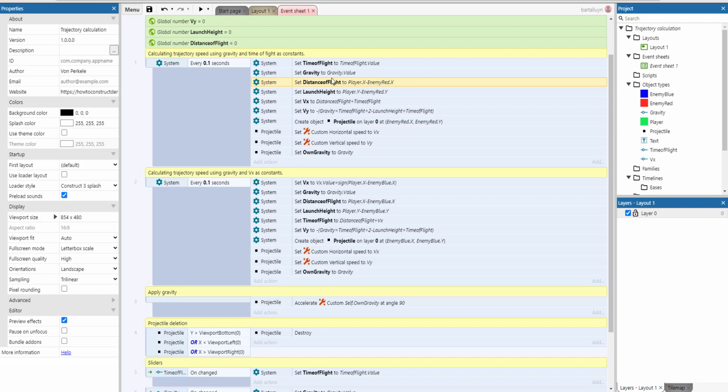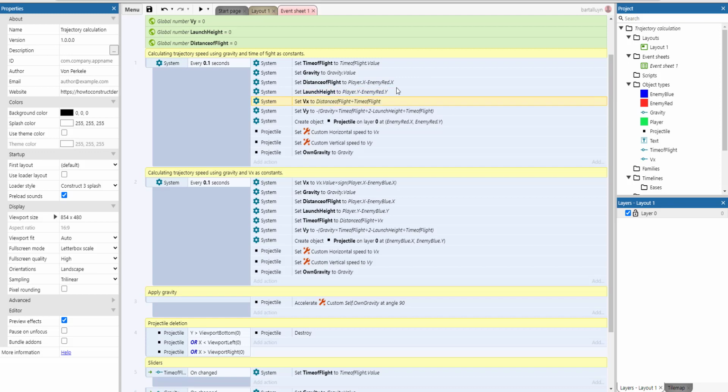But we also have to take into account the difference in height of the player and the enemy, because if the enemy is much higher up into the air than the player, it needs to have a higher velocity to reach that player, and vice versa. If the enemy or the player is more below, the enemy doesn't have to fire that hard to hit, because gravity will take its part. So this is where the launch height comes in.